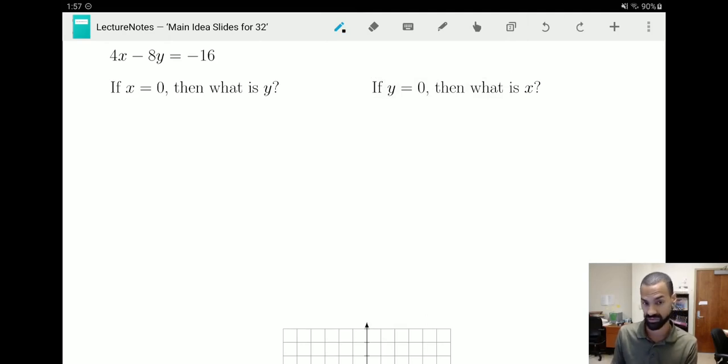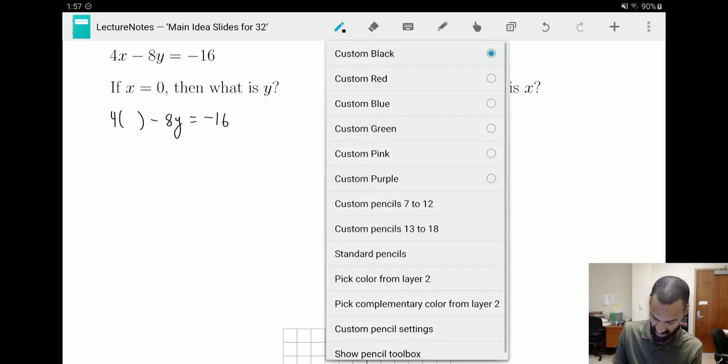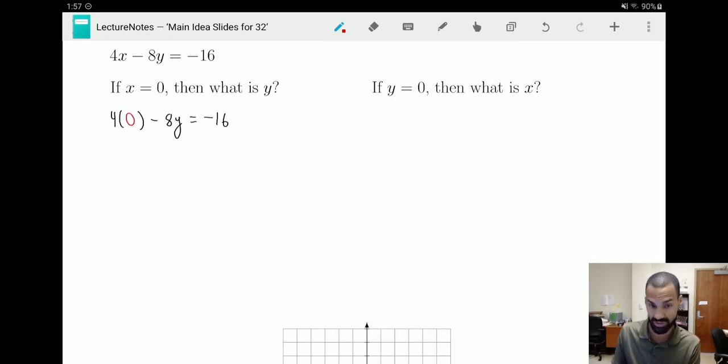What is the y value that results? Okay, well, 4 times 0 minus 8y is equal to negative 16. We said x is 0. 4 times 0 is 0. Now you don't actually have to write this part, but that would be 0 minus 8y equals negative 16.